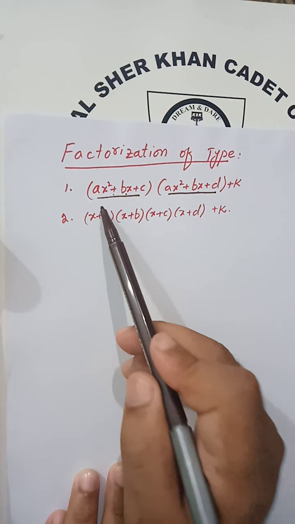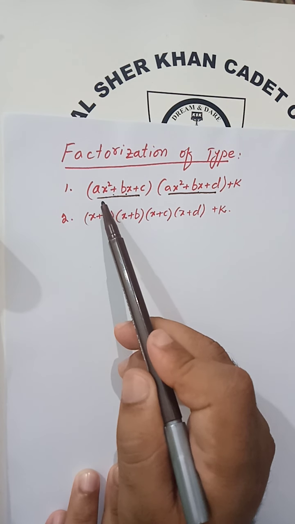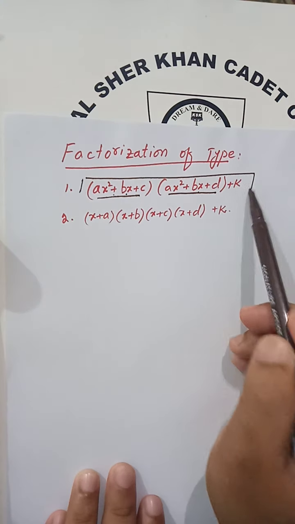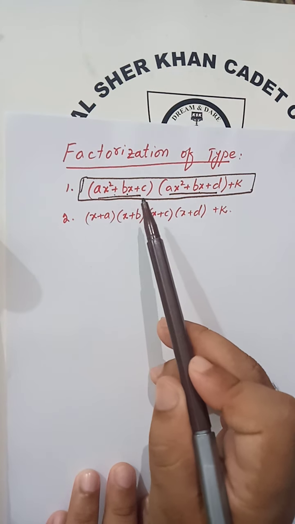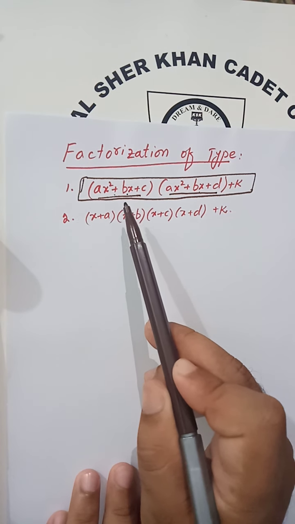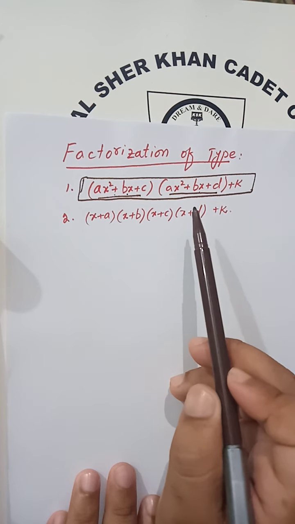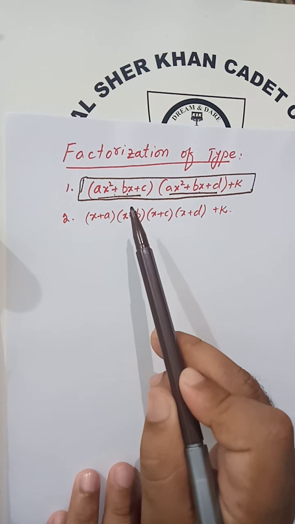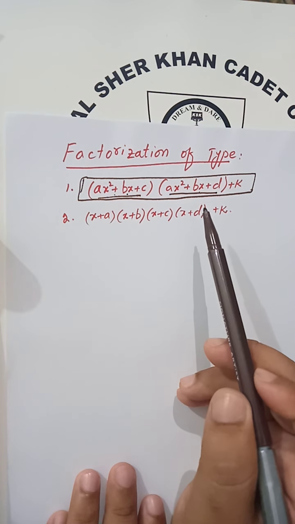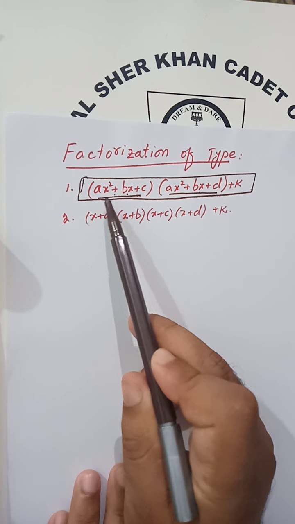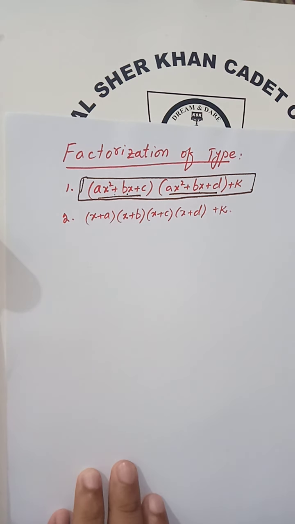So if you need to factorize such a type of algebraic expression, where there are two quadratic algebraic expressions in product, and in both the quadratic expressions the first two terms are the same, then for that factorization you need to replace this ax² + bx by some variable. That means you need to do a substitution for the factorization.